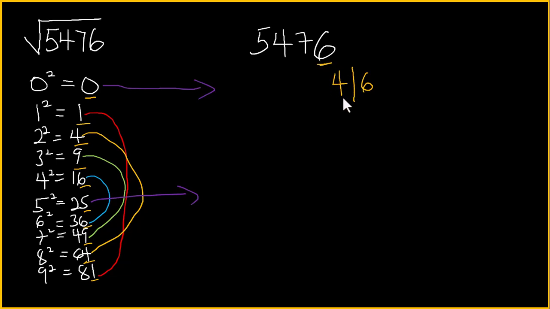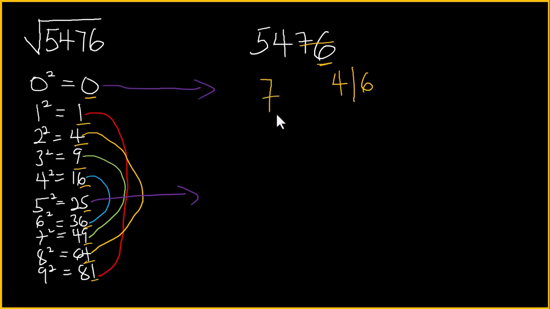Now after finding the numbers that have the same last digit, we cancel the last 2 digits. So these 2 digits are cancelled. Then we move on to the other numbers. So we have 54. And then from the perfect squares, we look at the number which is below 54. So we have 49, which is below 54. And what number squared gives us 49? So 7 squared gives us 49, so we write the number 7.